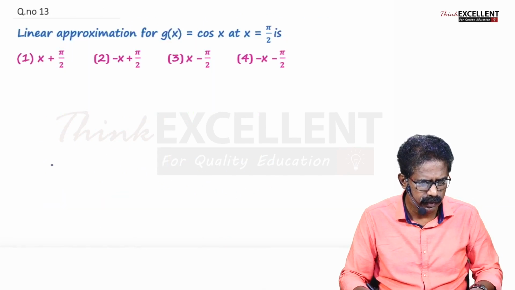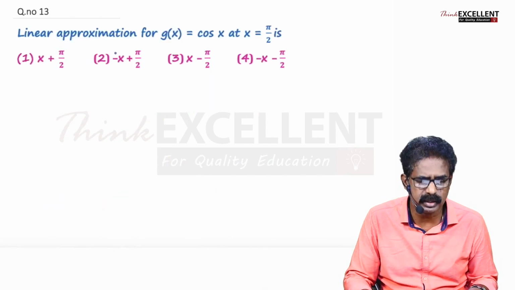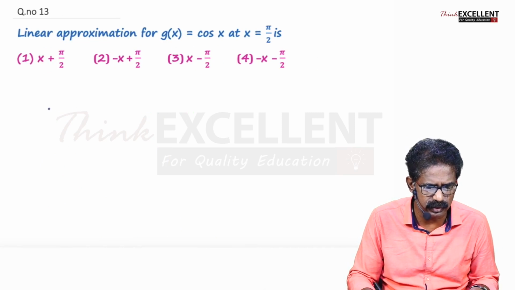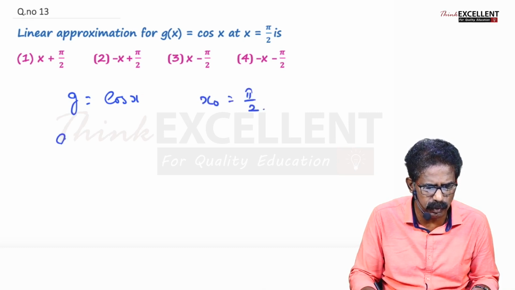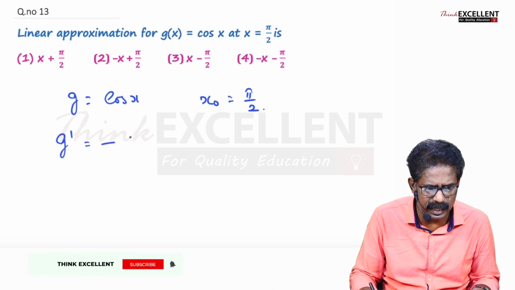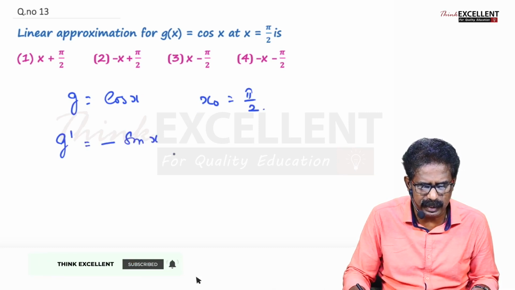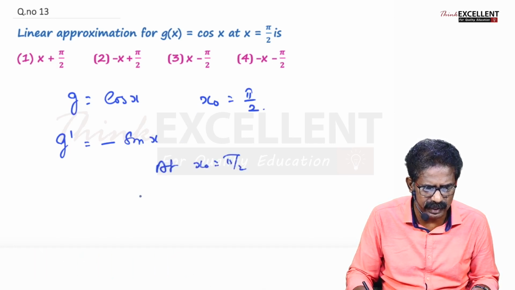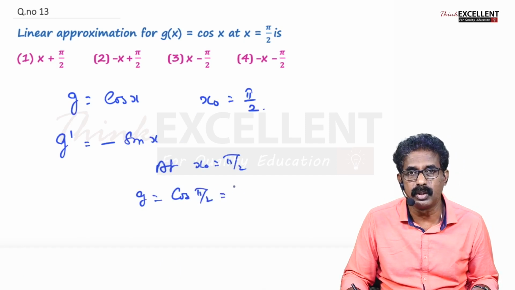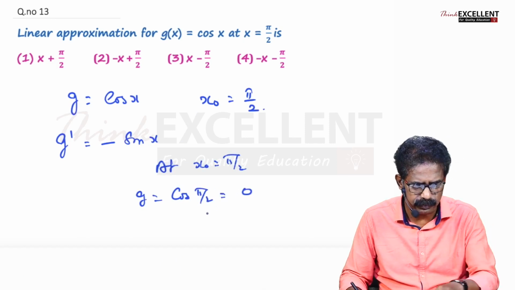Question number 13. The linear approximation for g of x. So g equal to cos x at pi by 2. That is our x naught. X naught is pi by 2, right? So immediately what you find, you differentiate it. g dash: cos x derivative, minus sin x. Now put x naught equal to pi by 2. You find g equal to cos pi by 2. Cos 90 is what? 0, right?